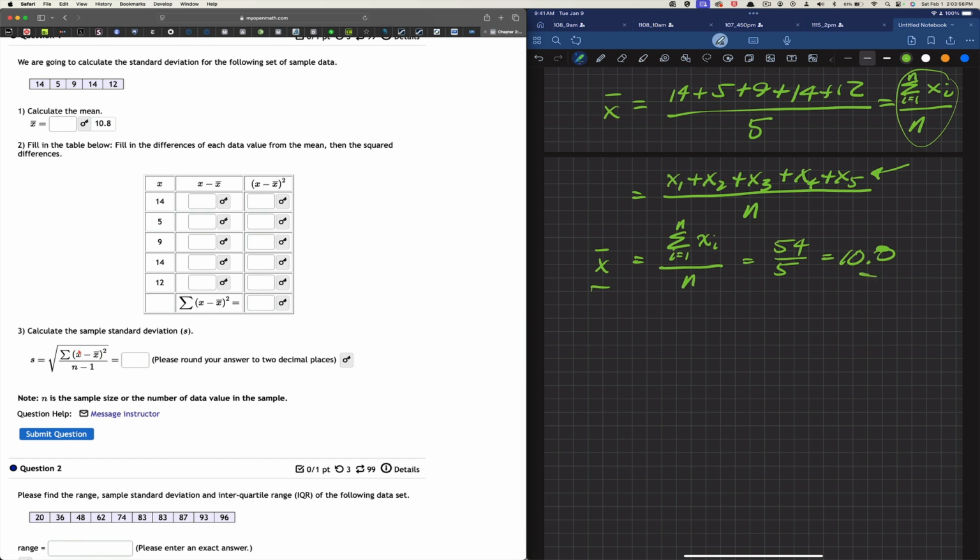Now down here, if we think about this symbology again, they forego writing the i and the n just for simplicity. And so I'm going to take all the x's, I'm going to subtract the mean from them. These are the x's, 14, 5, 9, 14, 12. This column, all we want you to do is write the result of taking x minus the mean. So 14 minus 10.8, 3.2. 5 minus 10.8. Notice it's going to be a negative number, negative 5.8. 9 minus 10.8, so that's negative 1.8. 14 minus 10.8, 3.2. 12 minus 10.8 is 1.2. Okay. Now notice some of them are positive and some of them are negative.